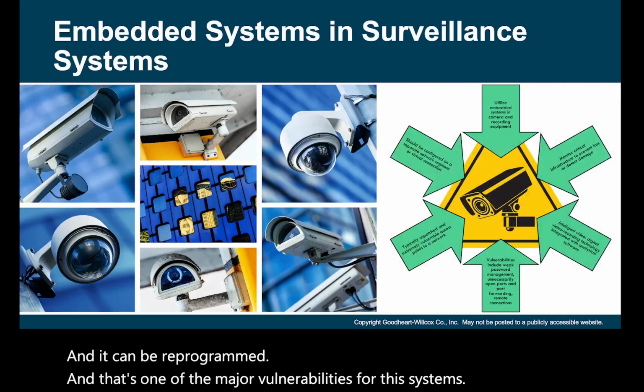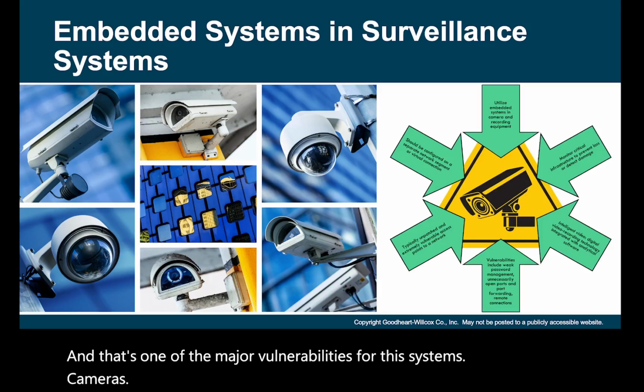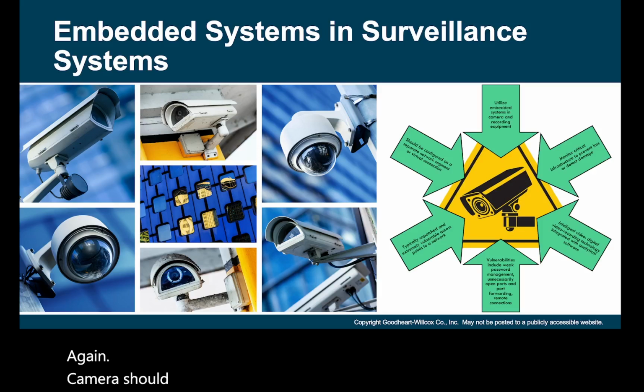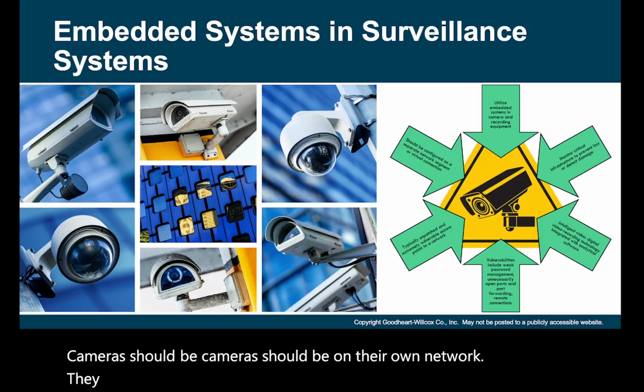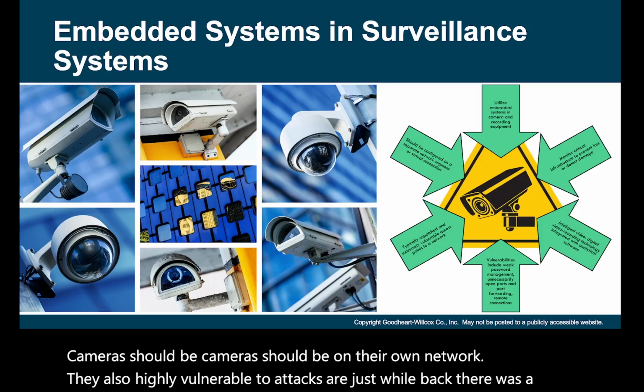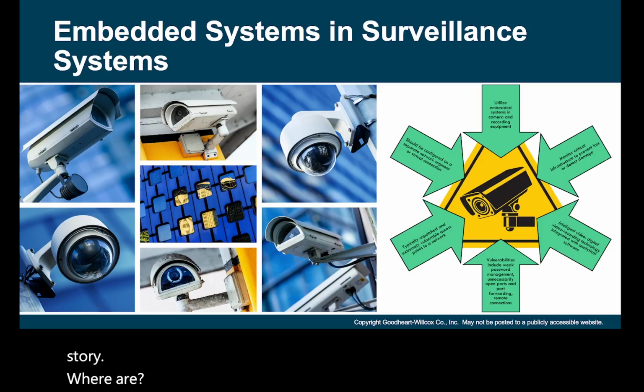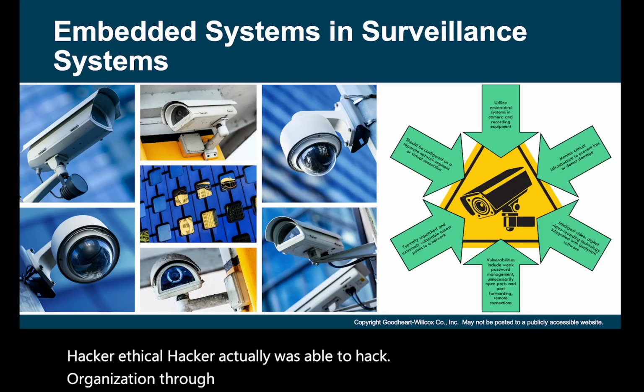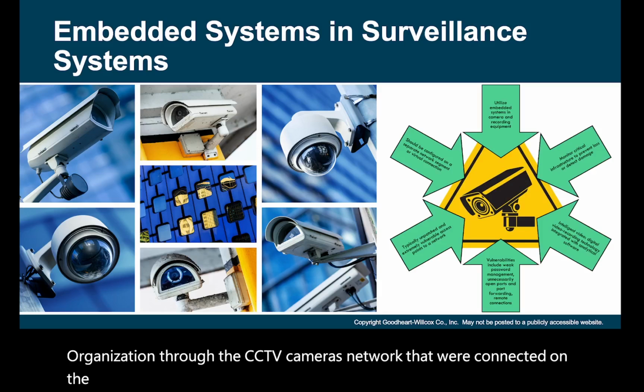Cameras. Again, cameras should be on their own network. They're also highly vulnerable to attacks. Just a while back, there was a story where a hacker, an ethical hacker actually, was able to hack an organization through the CCTV camera network that was connected to the same network as everything else.